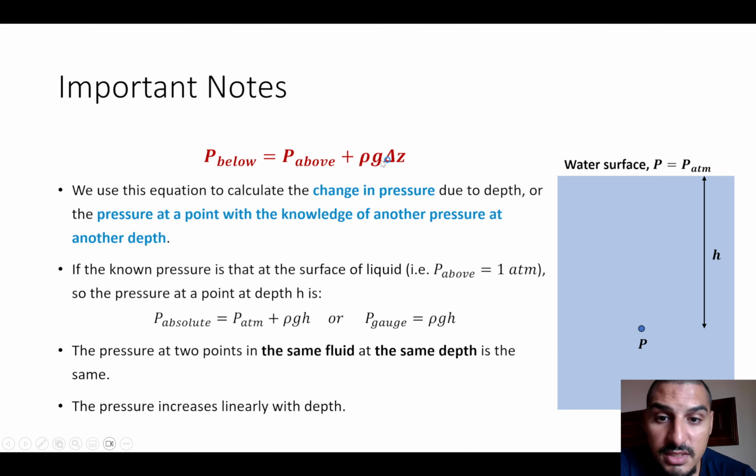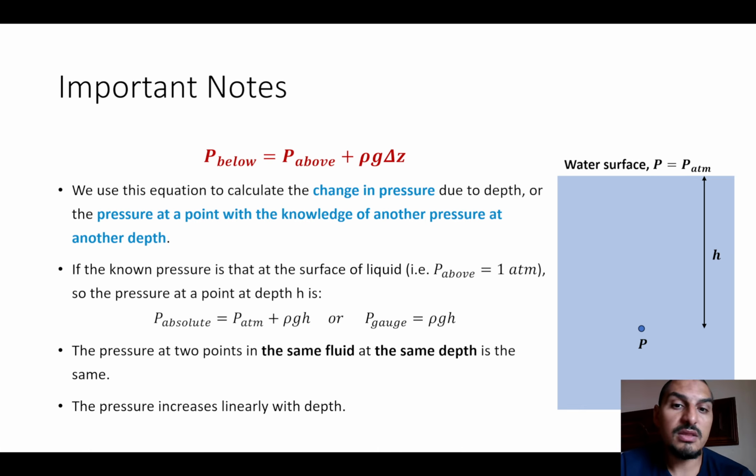From the same equation here, if there are 2 points that are at the same elevation, meaning that delta z is 0, then the pressure is the same. And this is a very, very intuitive thing, and we can take it as a rule, that 2 points at the same depth in the same fluid will have the same pressure.